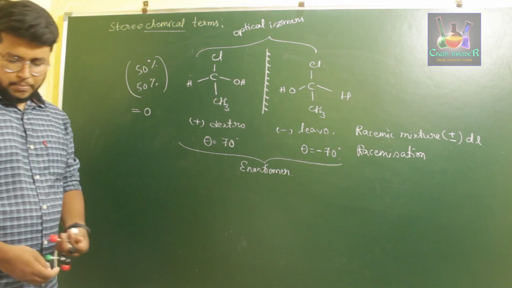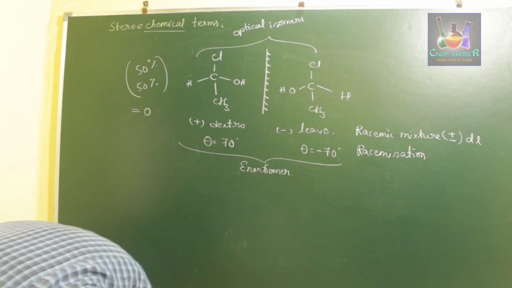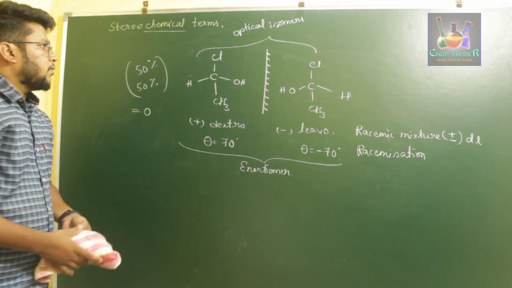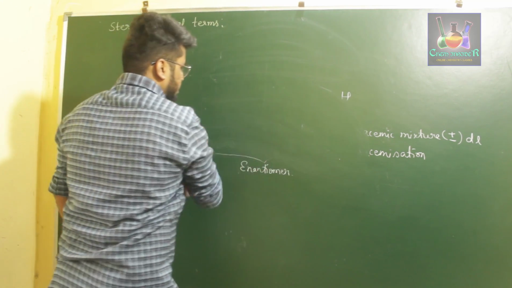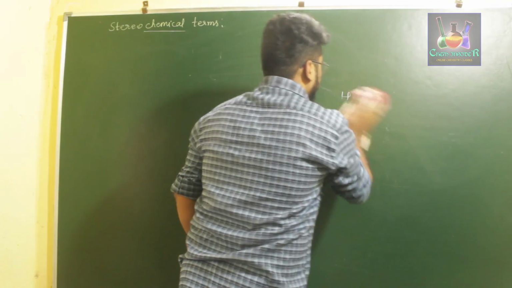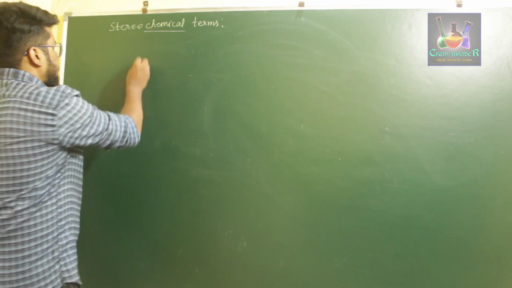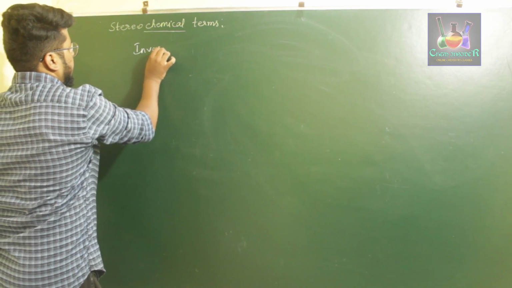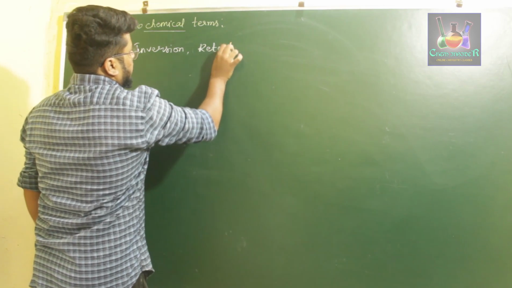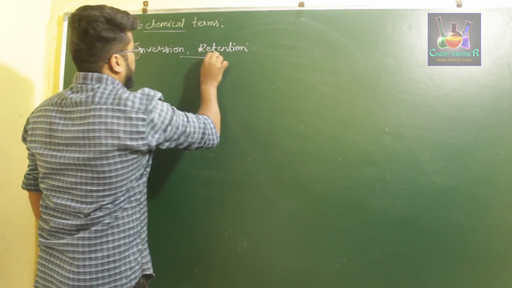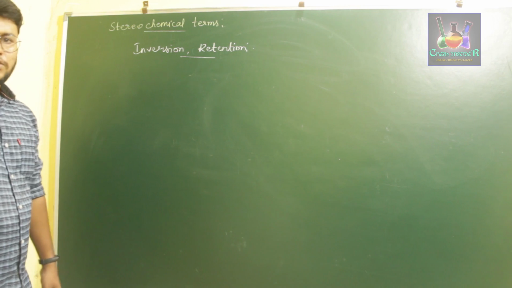So next topic is about retention in configuration, inversion in configuration, and then we have racemic mixtures of compound. So what is this inversion in configuration and retention in configuration? We'll discuss that now. In the previous videos we have discussed the SN1 mechanism and SN2 mechanism and how retention and inversion are found in case of compound formation during an SN1 or SN2 mechanism.